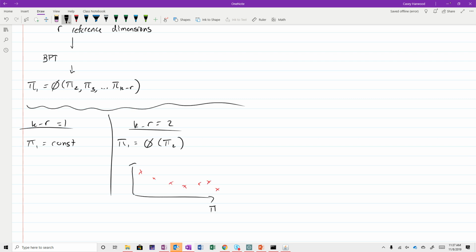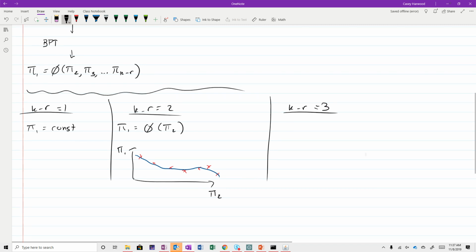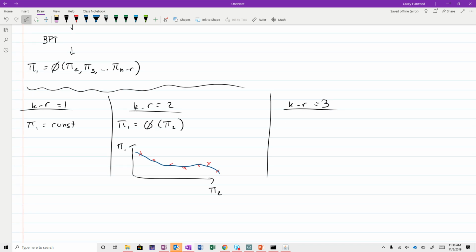Of pi 2 versus pi 1 and fitting a curve through that data that approximates this function phi. So we did this example for a case with a pressure drop through a pipe. And then if k minus r is equal to 3, we said then we've got either a 3-dimensional surface or a family of curves, phi of pi 2 and pi 3.